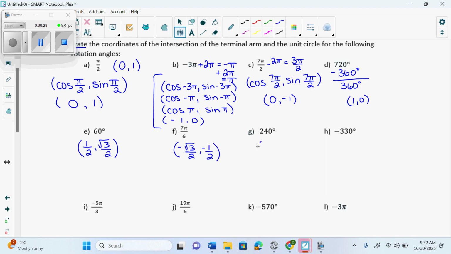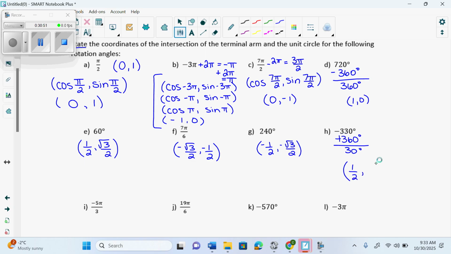240 on the unit circle is a 60-degree reference angle, so it's going to be negative a half and negative root 3 over 2. Negative 330 is too small, but you could just go around and find out that it's at the exact same spot as 30, or you could add 360 to get its coterminal, which is 30. The answer for 30 is a half and root 3 over 2.